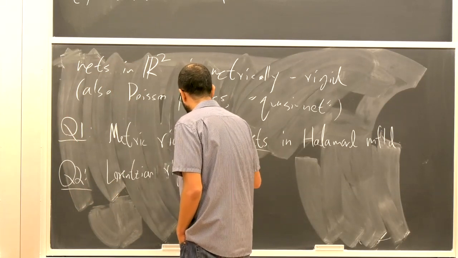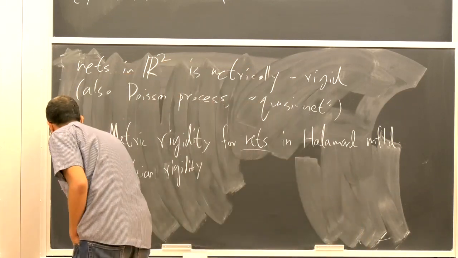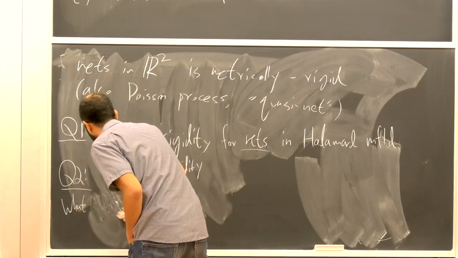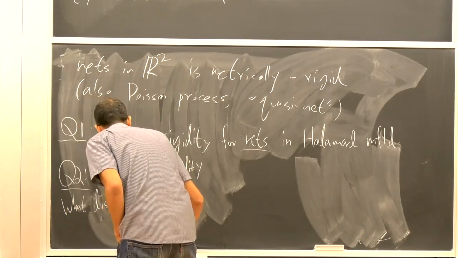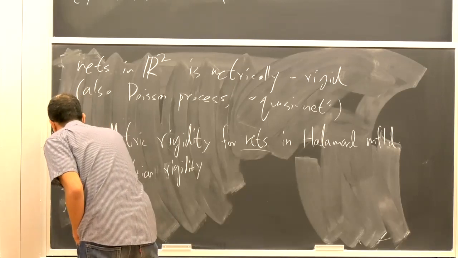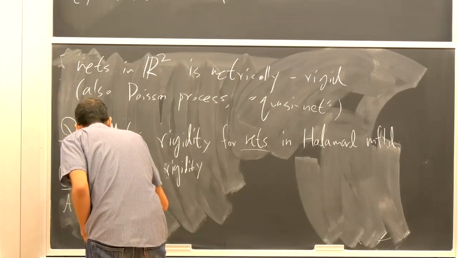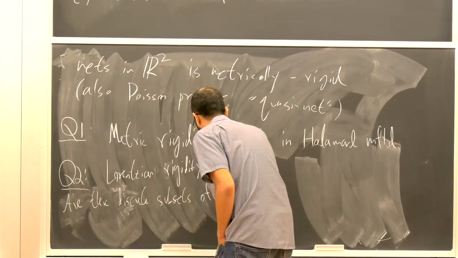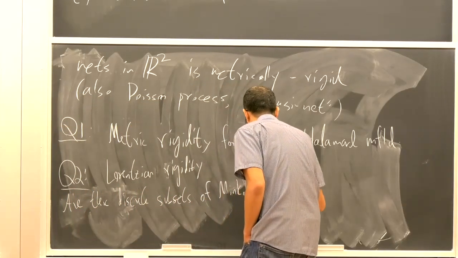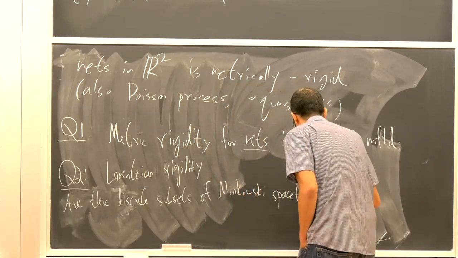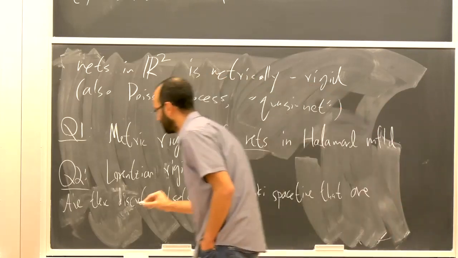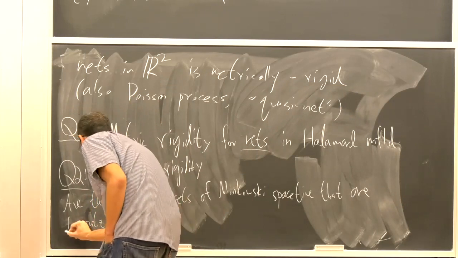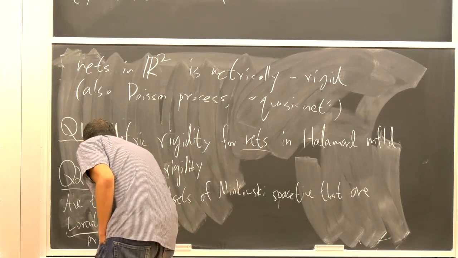So what would be the question? Is it true that, what subsets of Minkowski spacetime, what discrete, let me emphasize, discrete subsets, are there discrete subsets of Minkowski spacetime that are Lorentz distance or proper time rigid?